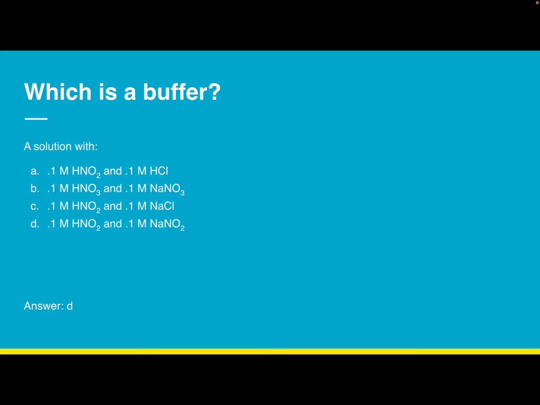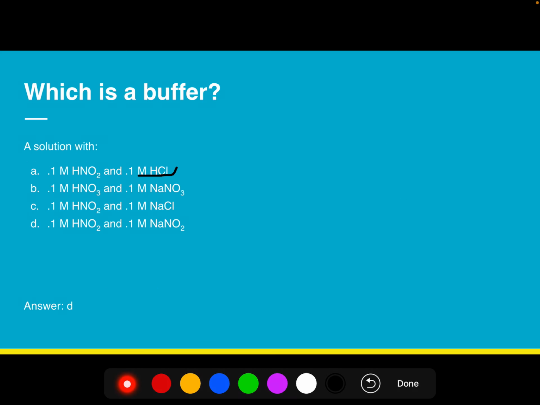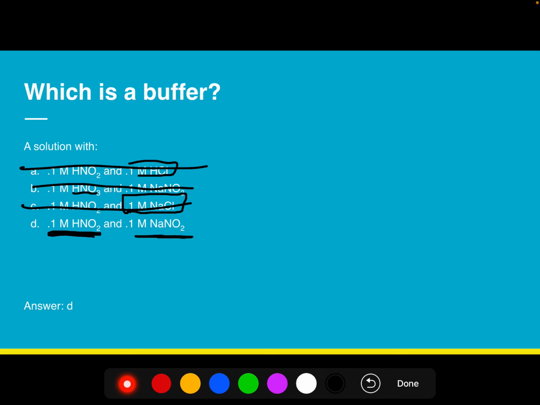So looking at these, which one's a buffer? Well, this one has a strong acid, so that's out. This one has a strong acid, so it's out. This one has a solution that's neutral, so it's out. The only other option is D. It's got a weak acid, and it's got the conjugate base attached to a sodium salt. Now, obviously, it can be any neutral salt, any neutral metal, but that would make a buffer.